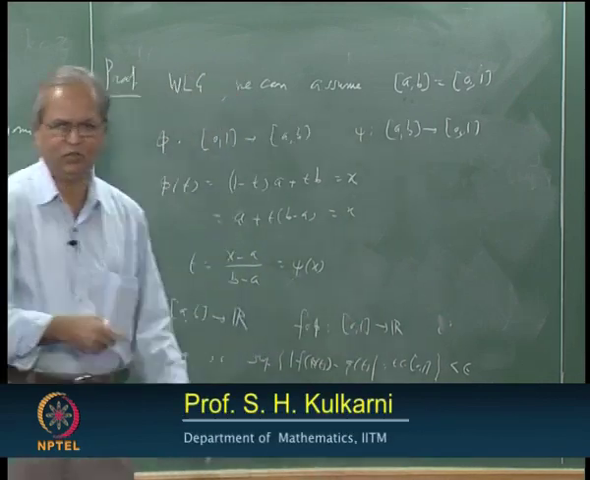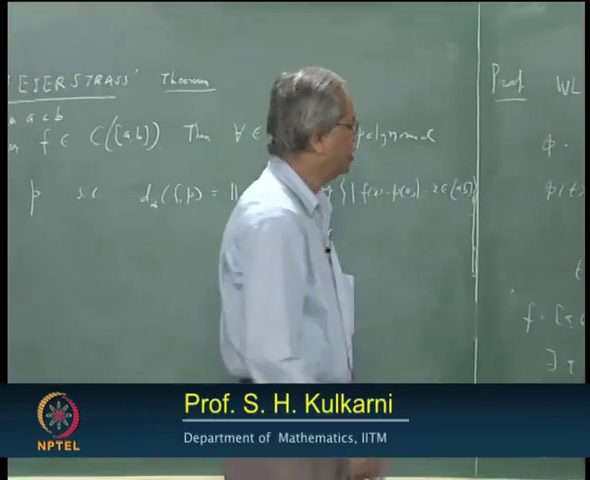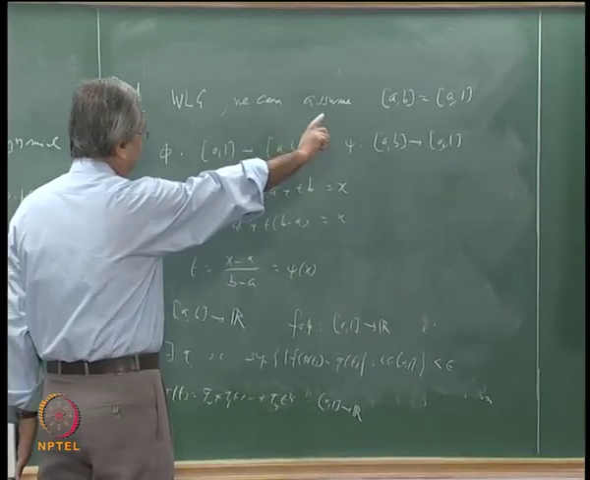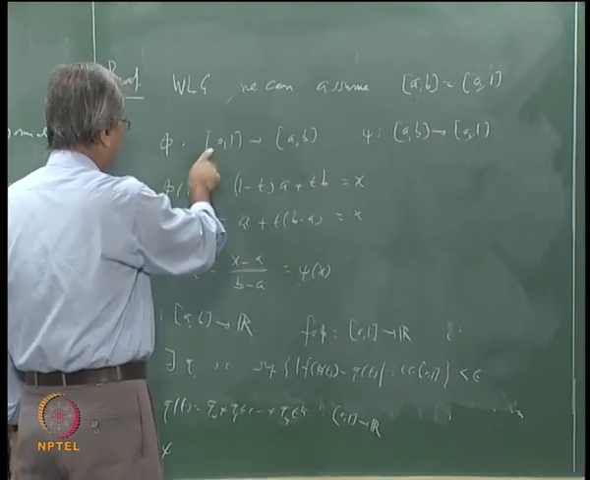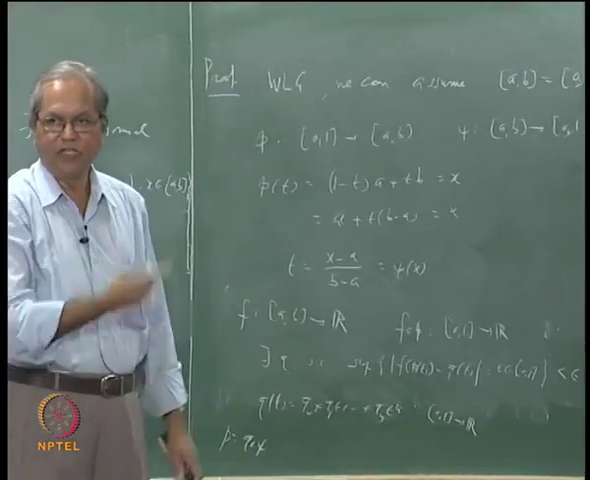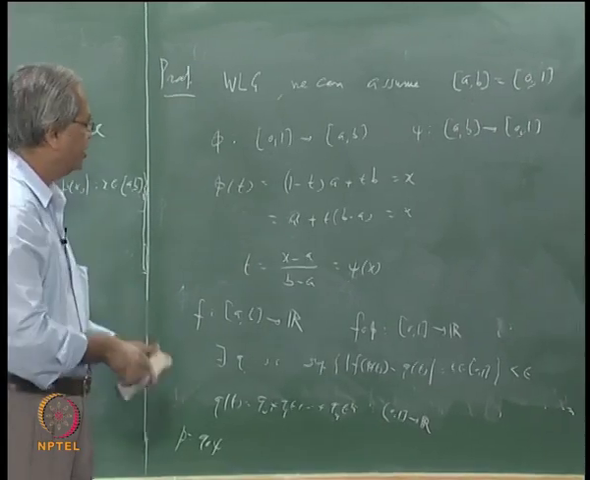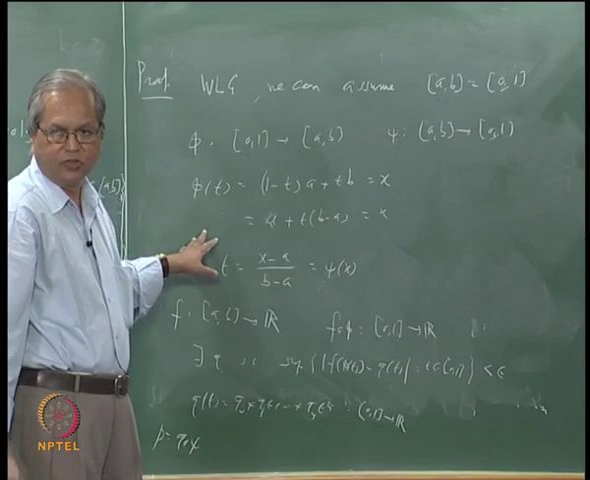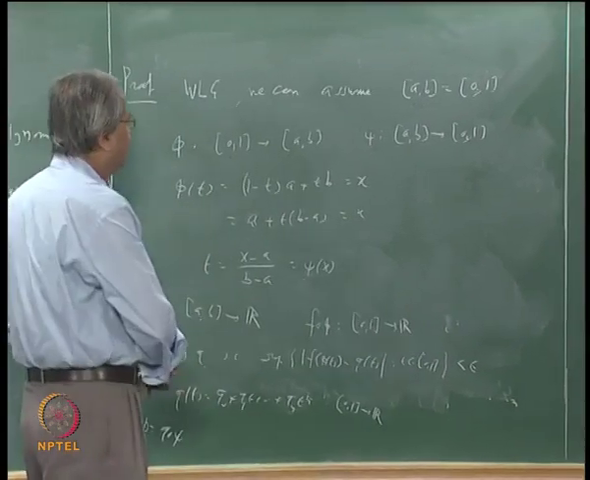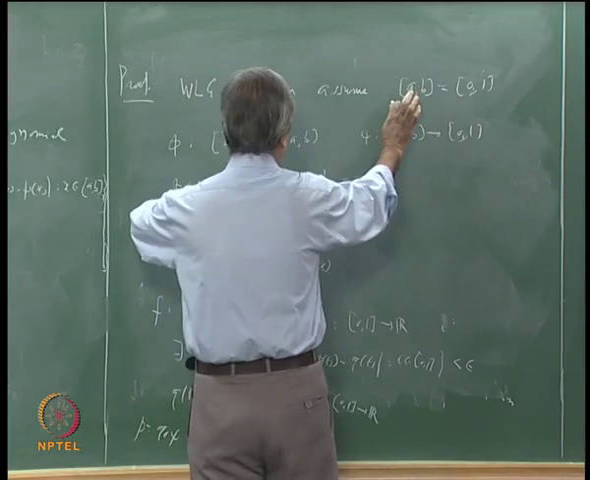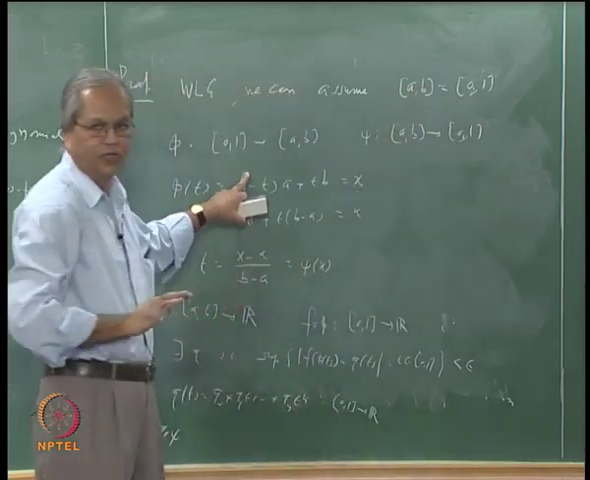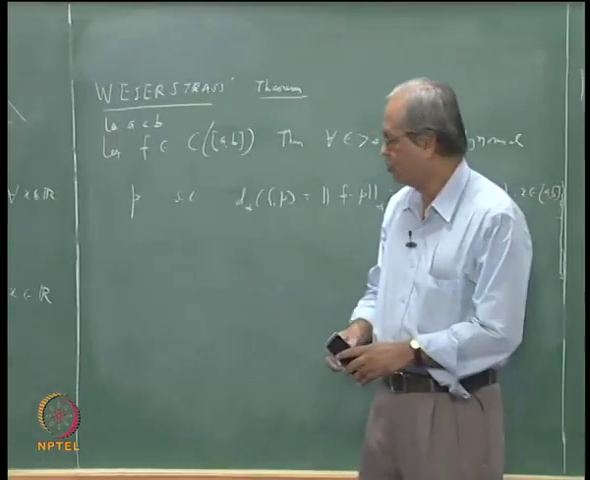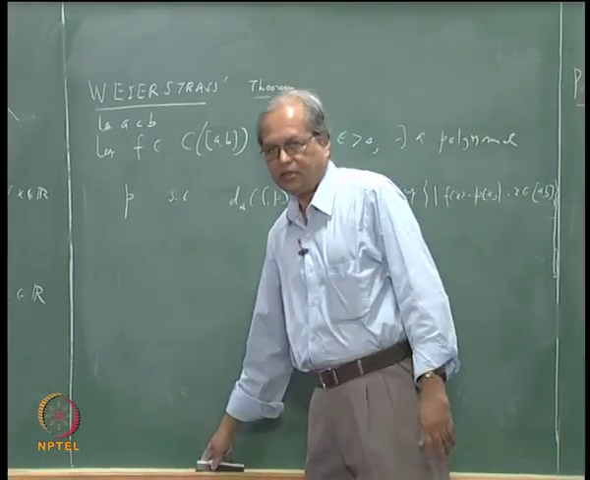In short you can work out the details yourself. What is to be understood is, given any continuous function on the interval a to b, you can construct a continuous function on the interval 0 to 1 and vice versa, and if the function is a polynomial then the transformed function is also a polynomial. That is why we can straight away start assuming that the given interval is 0 to 1, so it is enough to prove the theorem for that case. Now what is the proof in that case, that we shall see in the next class.